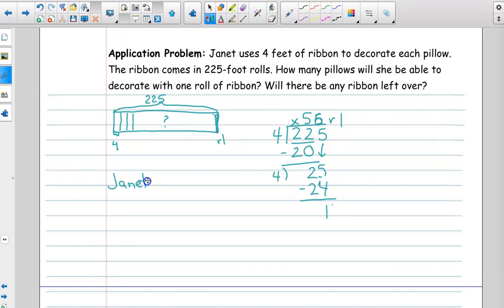And then to write my sentence, I say, Janet can make 56 pillows from one roll of ribbon.